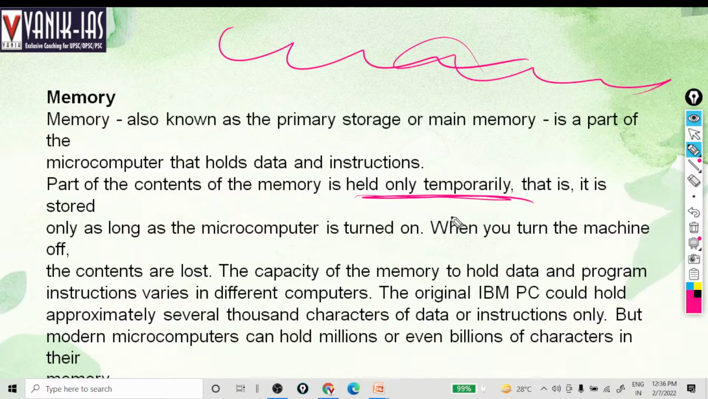The capacity of the memory to hold data and program instructions varies from computer to computer. The original IBM PC, the initial computer, could hold approximately several thousand characters of data and instructions only. But modern computers can hold millions, even billions of characters. So the capacity of modern computers is much more developed as compared to the traditional computers.